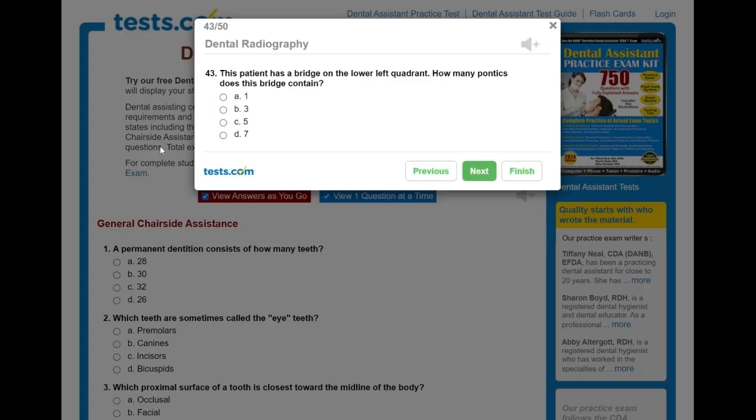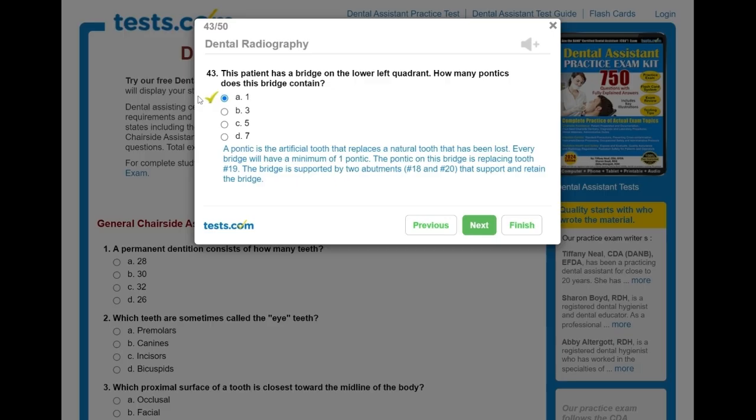Question 43. This patient has a bridge on the lower left quadrant. How many pontics does this bridge contain? A. 1. B. 3. C. 5. D. 7.